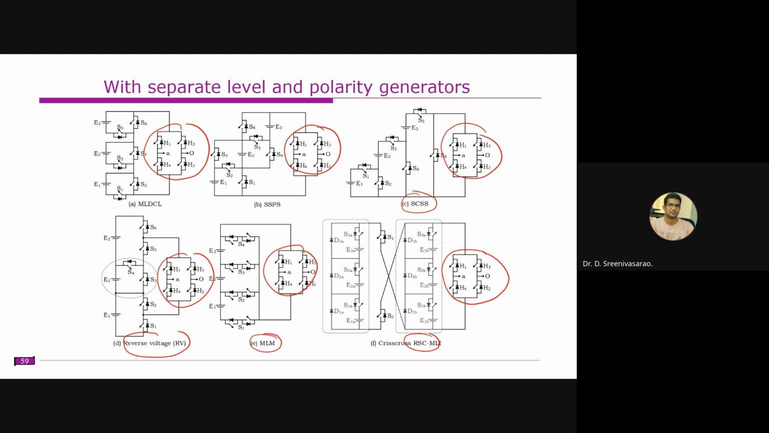So here the circuit is divided into two parts. This part, on the left hand side, produces the number of levels, and the right hand side converts this into the positive half cycle and the negative half cycle. So that's why it is known as the separate level and polarity generators.